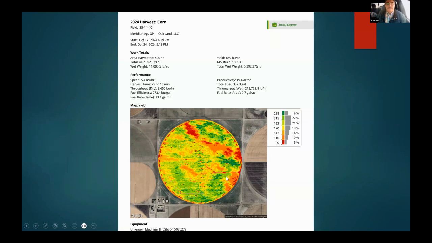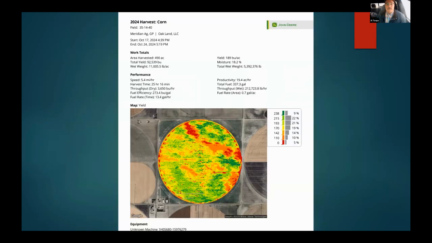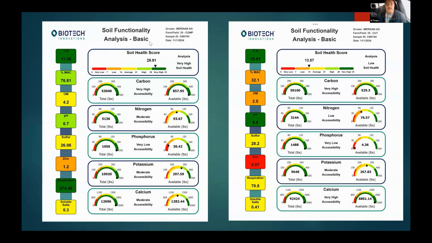So I said, well, Cameron, let's take a sample of this area here where it's not cut. Give me a general composite sample of that area and give me a composite sample of the cut. And here they are side by side.